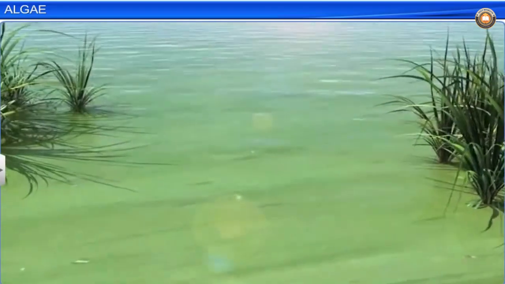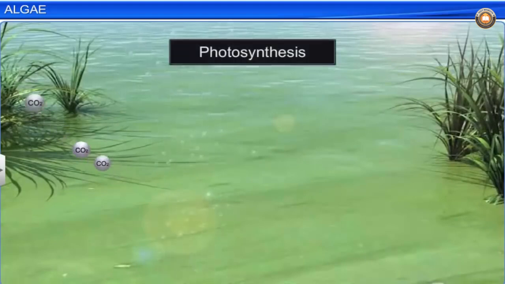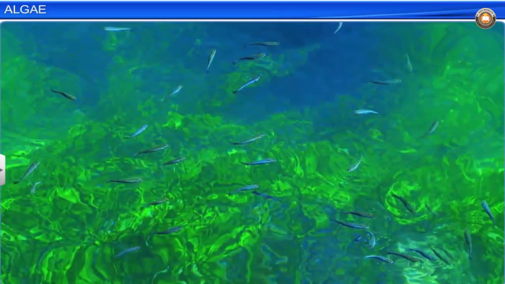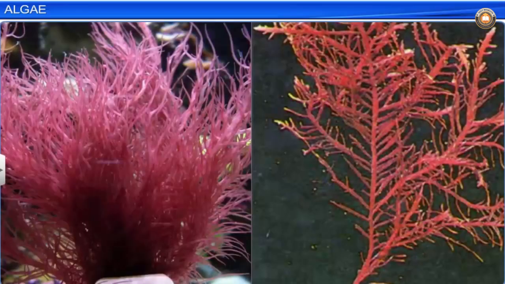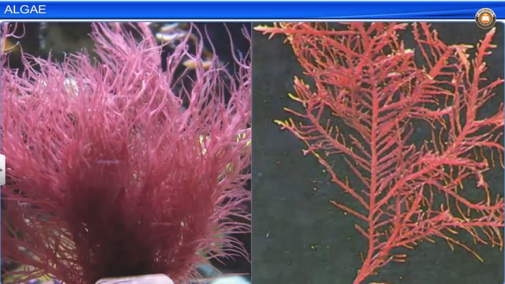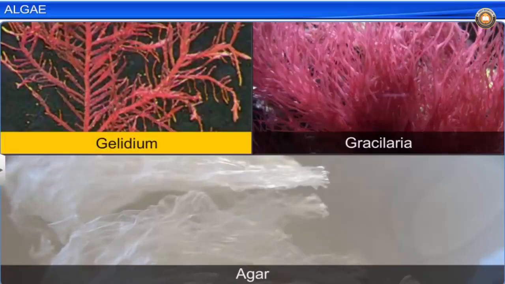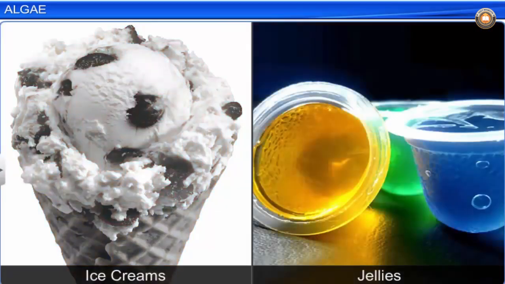Algae perform a wide variety of functions. They carry out carbon dioxide fixation and also increase the level of dissolved oxygen in their immediate surroundings through photosynthesis. They produce energy-rich compounds that form food for aquatic organisms. Algae are also used for commercial purposes. For instance, agar, obtained from Gelidium and Gracilaria, is used to prepare ice creams and jellies.